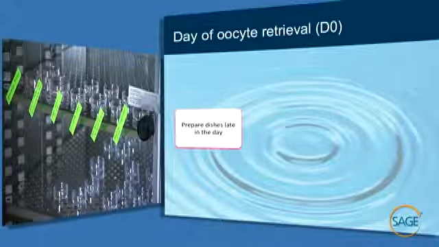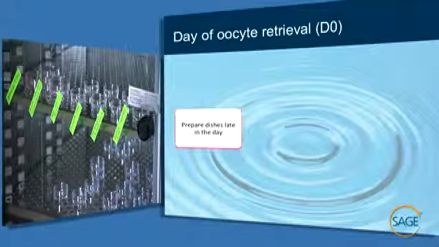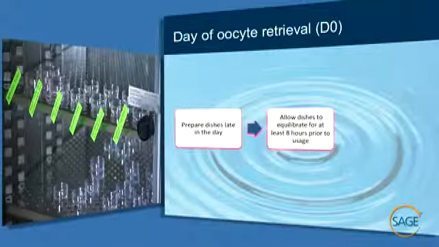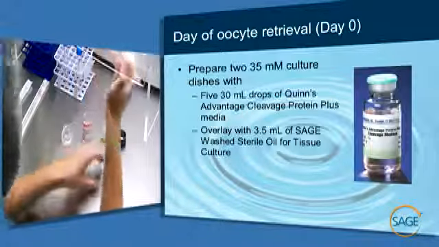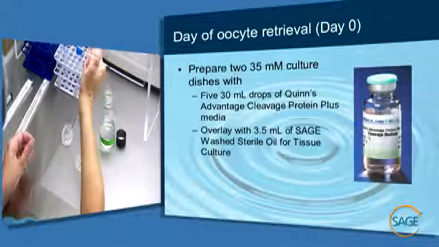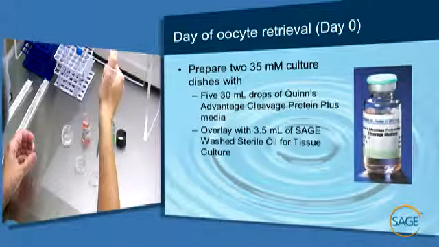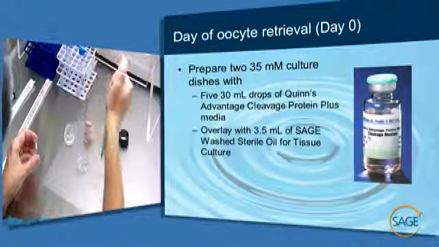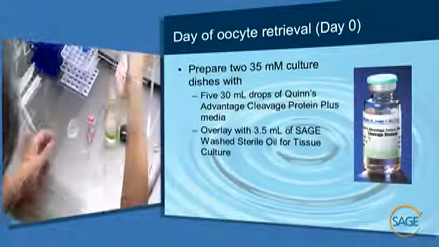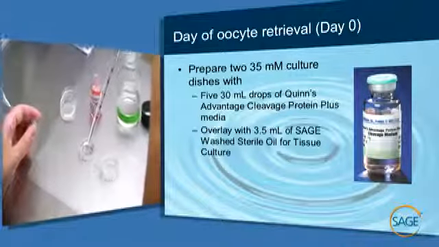On the day of oocyte retrieval, commonly referred to as day 0, dishes should again be prepared late in the afternoon and allowed to equilibrate for at least 8 hours prior to usage on day 1 in an incubator set to attain manufacturer's specified pH. You will need to prepare 2 35 millimeter culture dishes with 5 30 microliter droplets of Quinn's Advantage Cleavage Plus medium overlaid with 3.5 milliliters of culture oil.